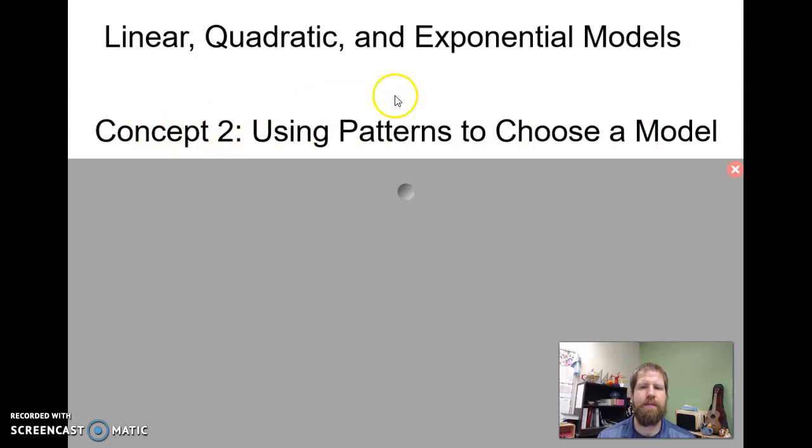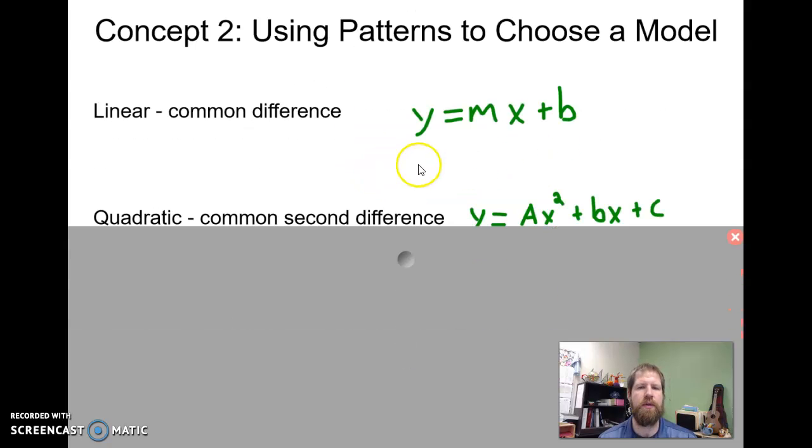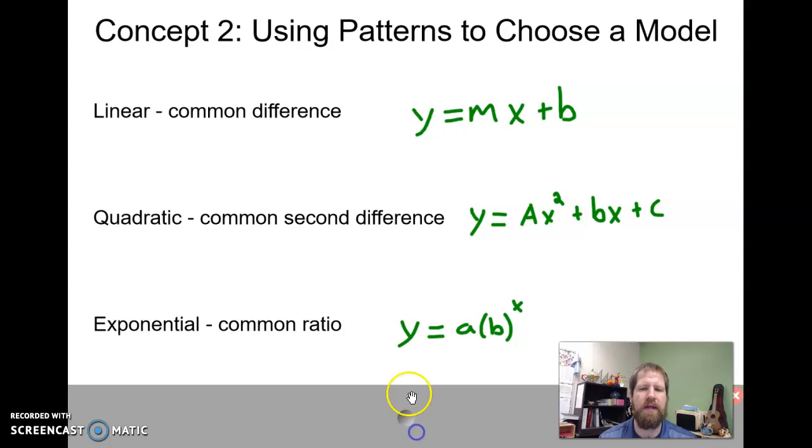Concept 2, using patterns to choose a model. All right, so we have looked at how to choose a model based on a graph, but making a graph is a little bit time consuming sometimes, and it'd be really nice if, when we are just given a table, we can figure out a model from what we see in that table. We're going to be looking at the patterns in those tables in order to choose our model.